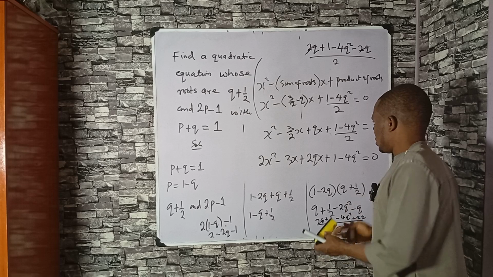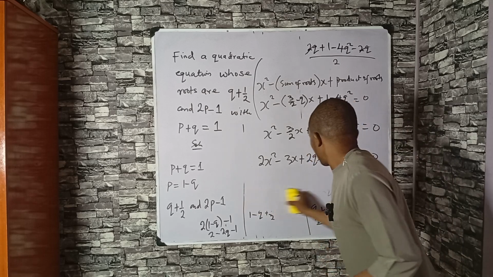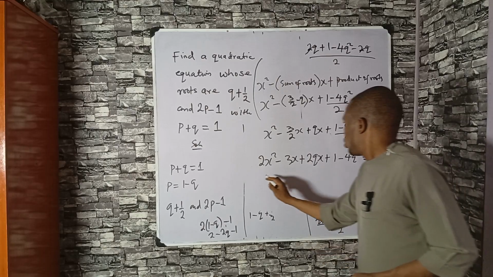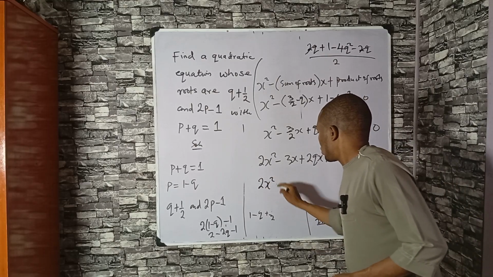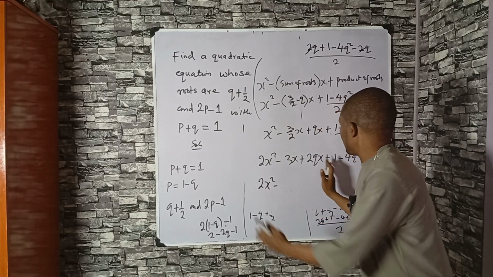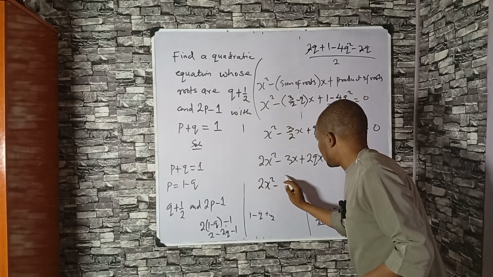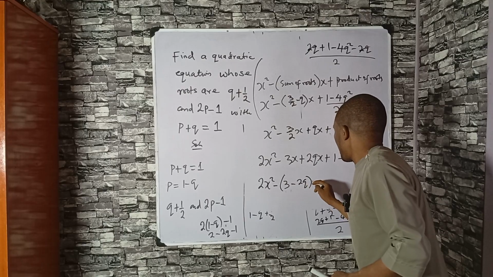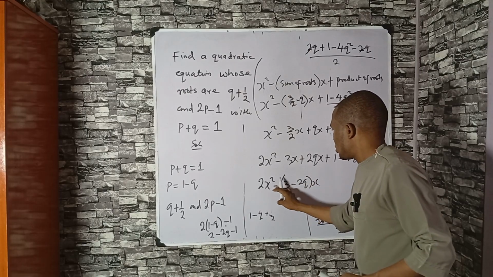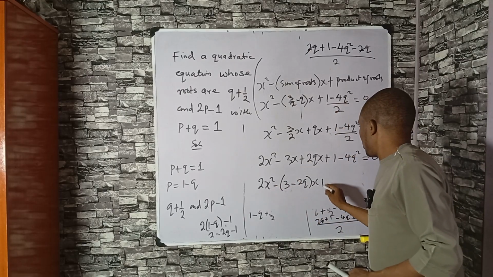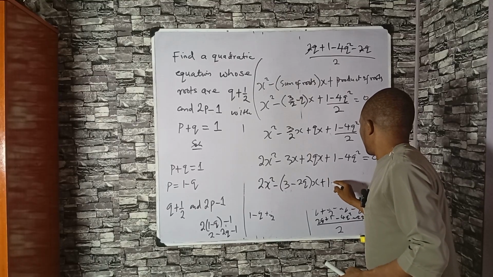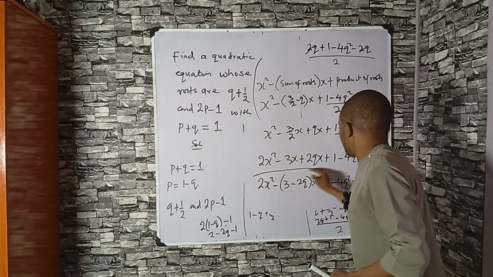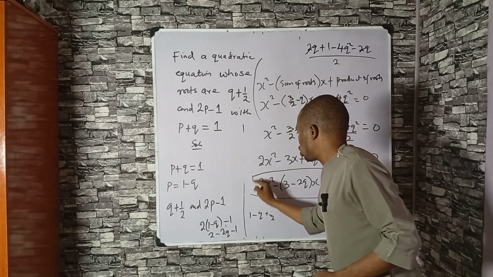But we can rearrange this. You can stop here, you're correct. But we can rearrange this to have 2x squared minus, we can bring this x to one side, (3 minus 2Q) x is common. Why is this minus? Because minus and minus is plus. Then plus 1 minus 4Q squared equal to 0. This is the answer in terms of Q.